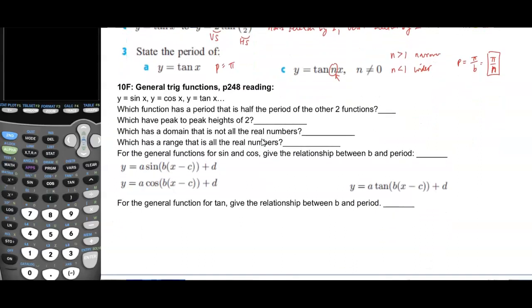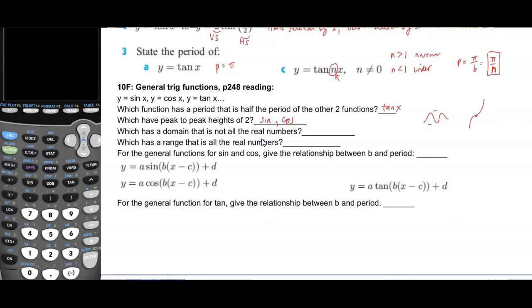Okay, 10f, general trig functions. Which function has a period that is half the period of the other functions between sine, cosine, and tangent? Of course, the tangent has a period of pi, and sine and cosine have a period of 2 pi. So the half size period would be tangent of x. Which have peak-to-peak heights of 2? Okay, so remember sine and cosine have a peak-to-peak height from -1 to 1, so that would be a height of 2. So that would be sine and cosine. Tangent, you can't really talk about its peak-to-peak height because the range is negative infinity to infinity.